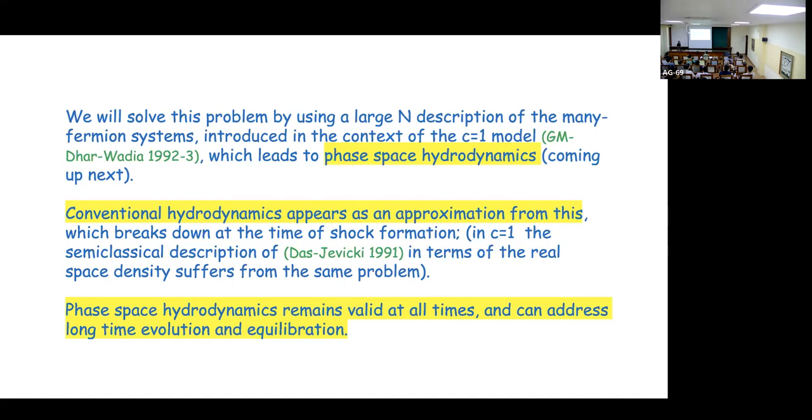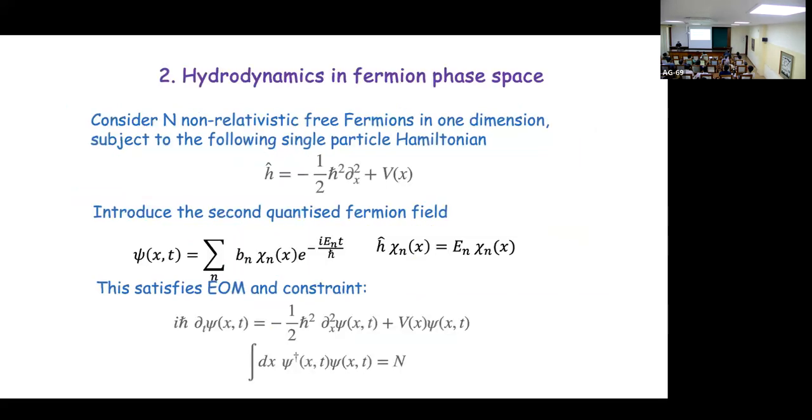All right. So we'll solve this problem by using a large N description of many fermion systems, which was introduced in the context of 3.1. So conventional hydrodynamics appears as an approximation from this. Phase-space hydrodynamics remains valid at all times and therefore can address this. So I have already said hydrodynamics in the fermion phase space. Let's now start with the main part of the talk.